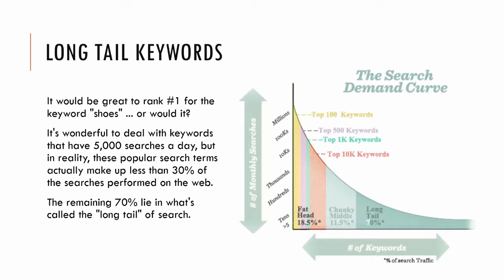So this leads me to my next point, long tail keywords. All my clients instantly say, well, yeah, I want to rank number one for shoes, or whatever my product is, the most simple keyword, right? Yes, that would be great, because when you go into Google Keyword Planner, you see that there's a high search volume for these keywords, right? But in the long run, these popular search terms actually only make up 30% of all online searches. The other 70% lie in what are called long tail keywords.